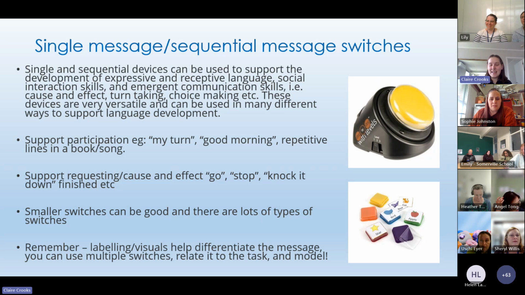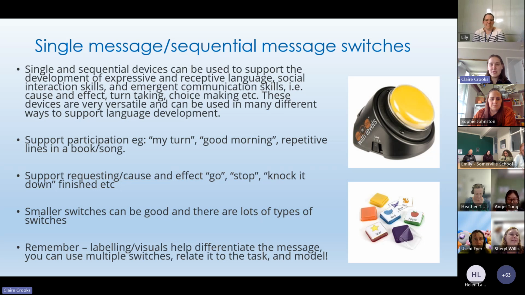Just some reminders that labeling your switches or putting visuals on them is really helpful for us because we know what's on them, and also for our communicator because it differentiates the message. If we just have the switch and keep changing the message, there's nothing to give them a cue that, oh, it's a different message until someone's modeled it. So giving that meaning's really nice.